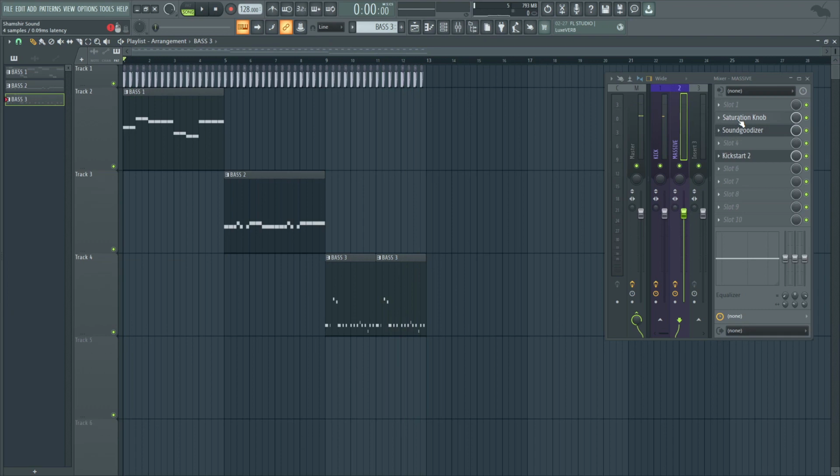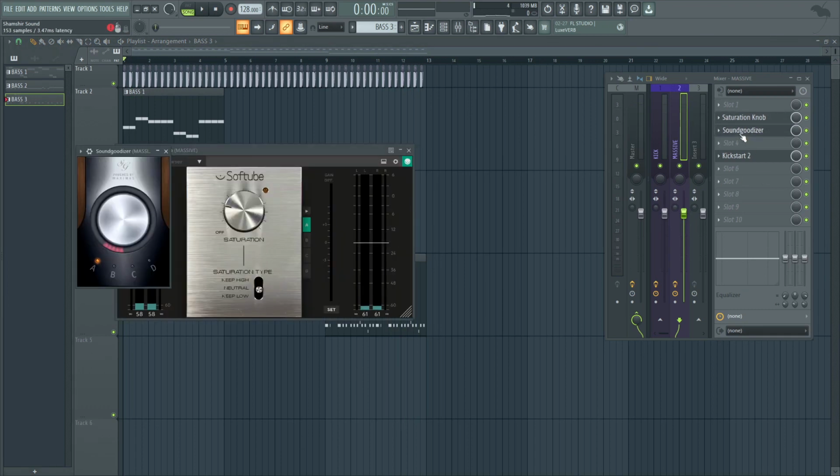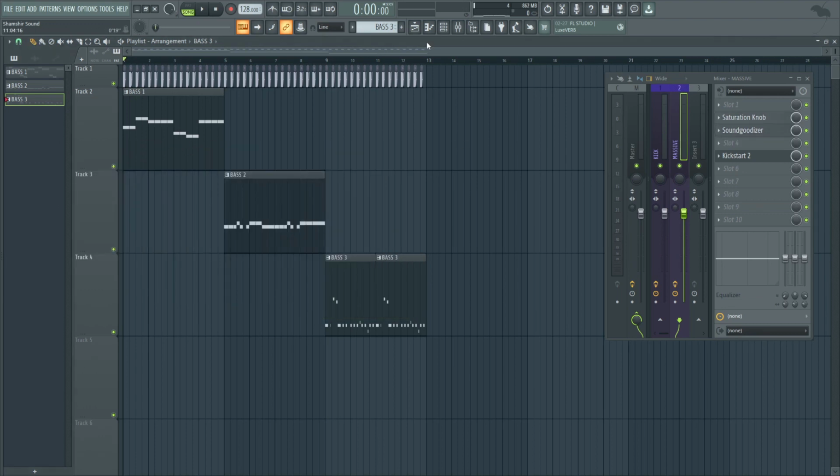So not much processing going on. There's just a neutral saturation knob and a little bit of Soundgoodizer, just a little touch at the end. Everything is happening within the synthesizers.